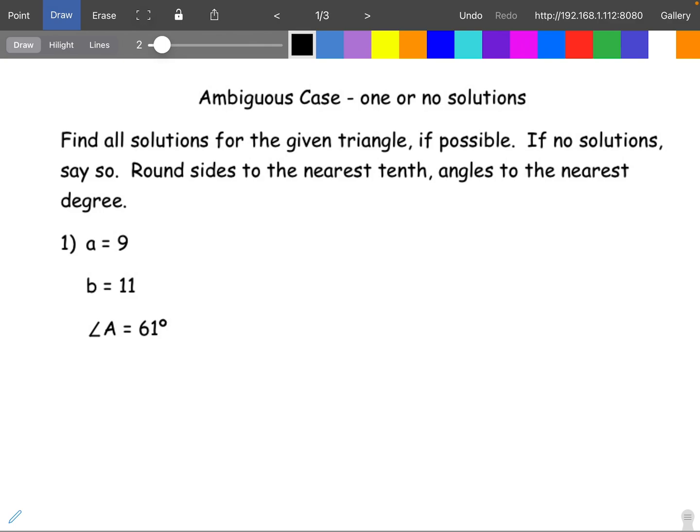So what we're going to do is we're going to set out to do the law of sines just like we did in that first problem. And then along the lines, we're going to see kind of what we need to look at to determine if there is actually a triangle or not.